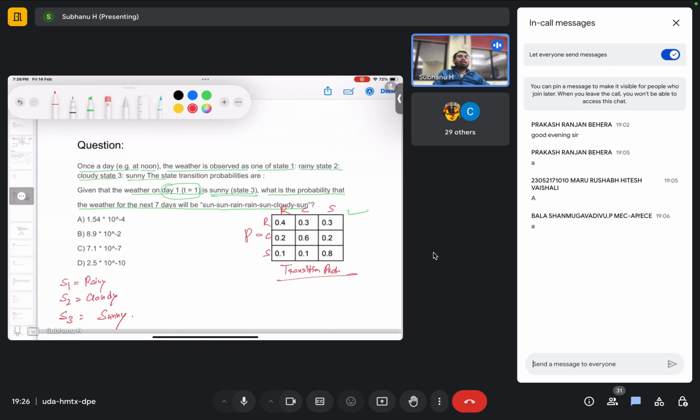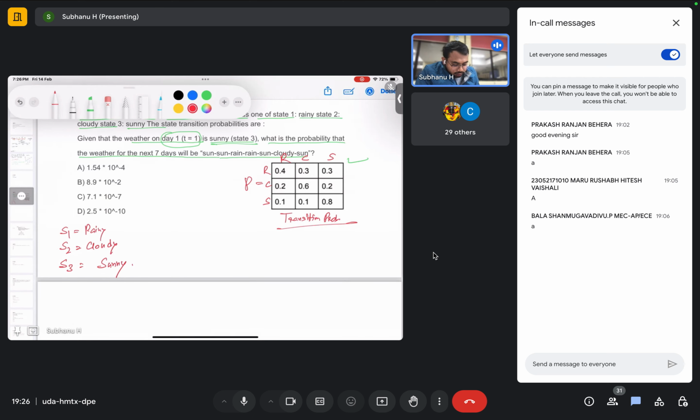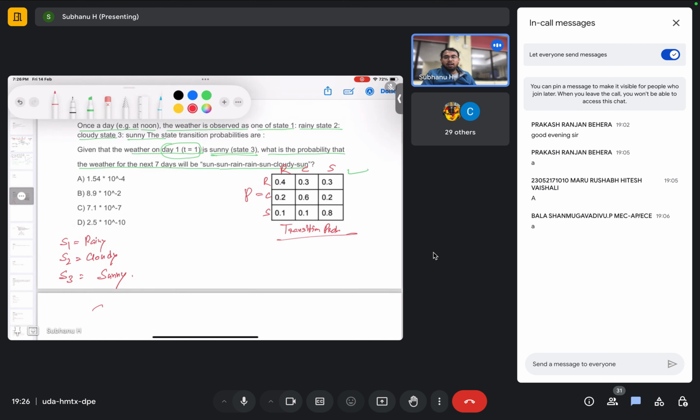So what you have to do here is compute the probability of the given sequence. So you know what the sequence is; it is given here. The sequence is sun, rain, sun, cloudy, sun. From there you have to find the probability of transition, from which state it is going to which state, and just multiply the probabilities and write the answer in the chat box. That's it.